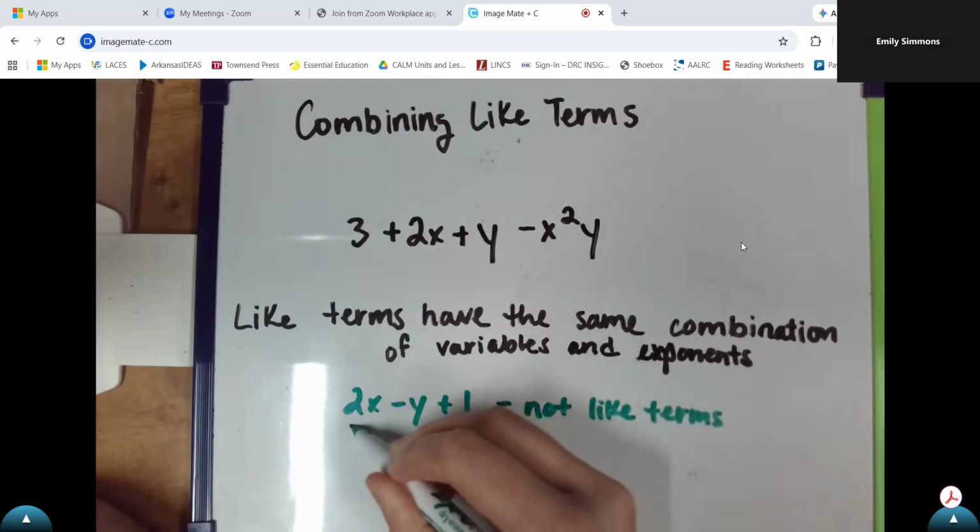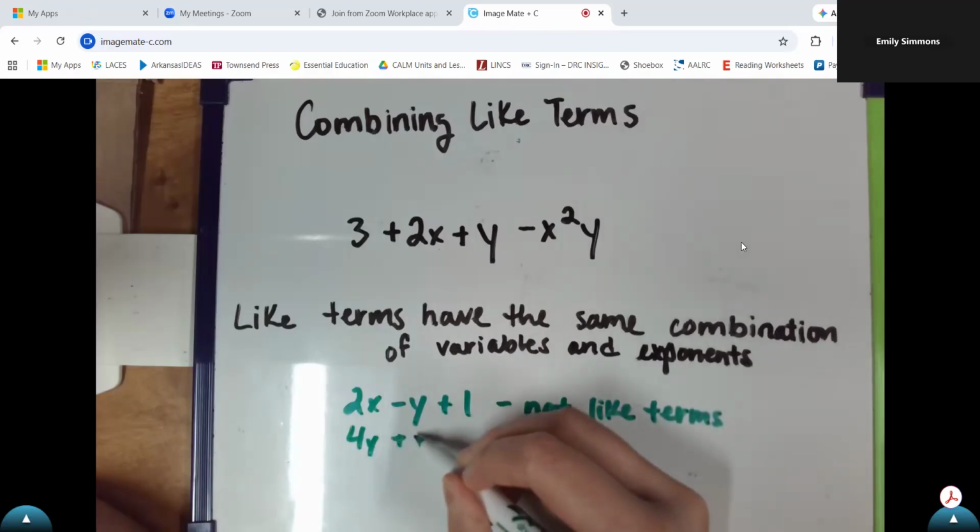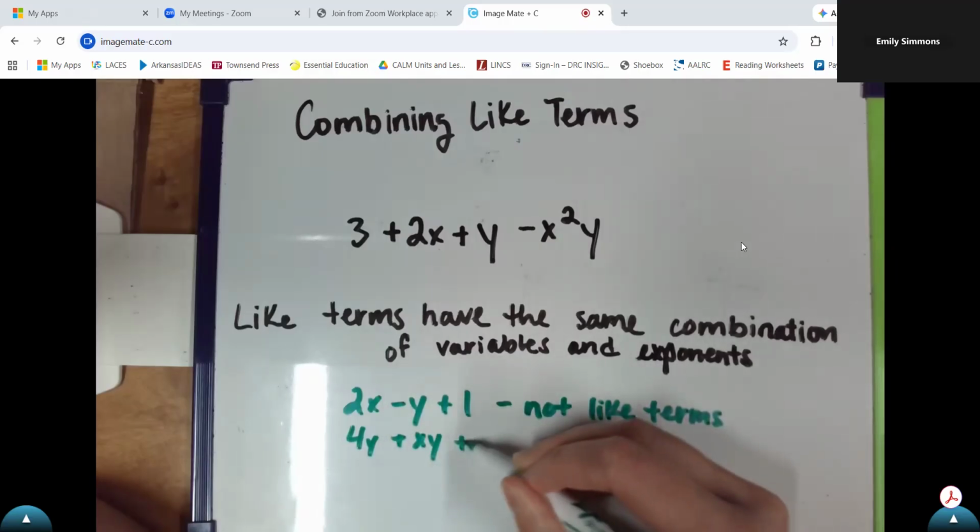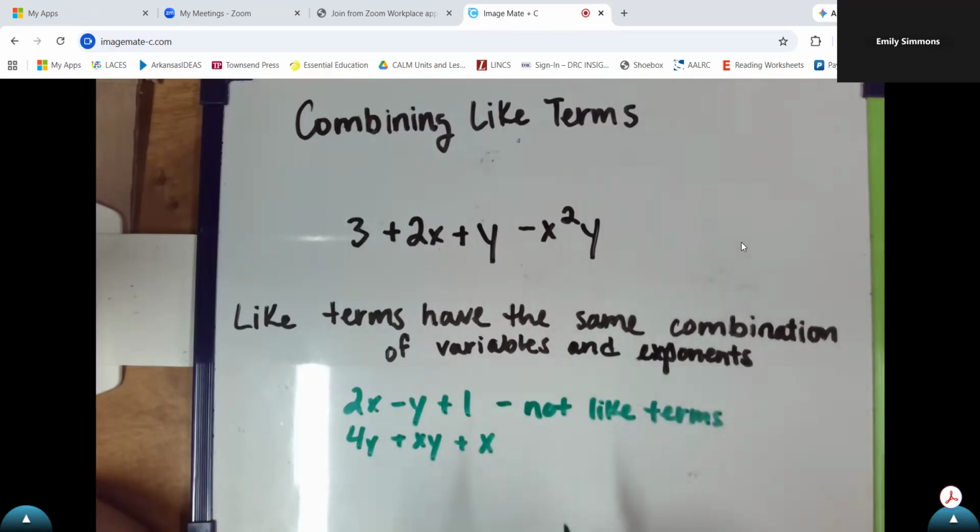We could also have 4y plus xy plus x. Again, these are not like terms. Yes, the 4y has a y with it and the xy has a y with it, but that's not the same combination of variables. y and xy are not the same, and x and xy are not the same. And we cannot combine this 4y to this x to get an xy.